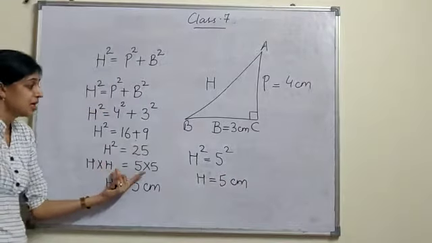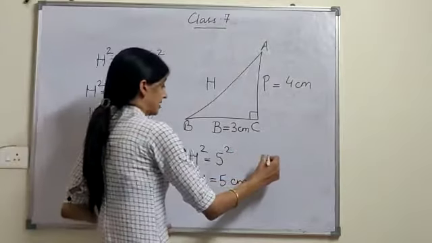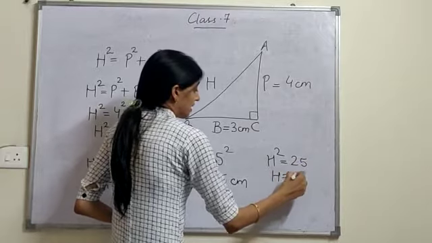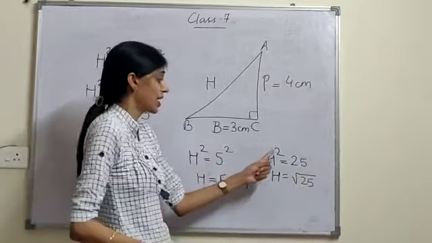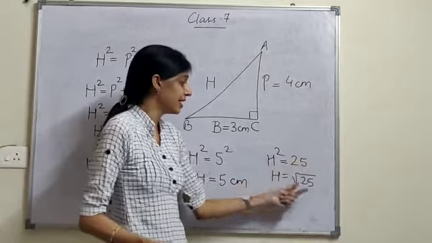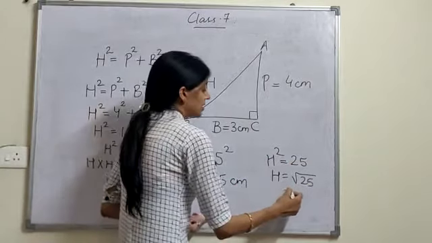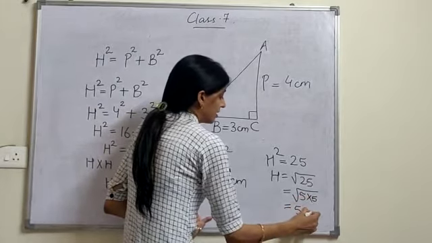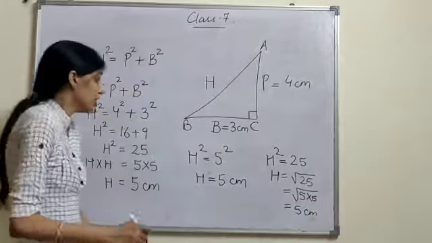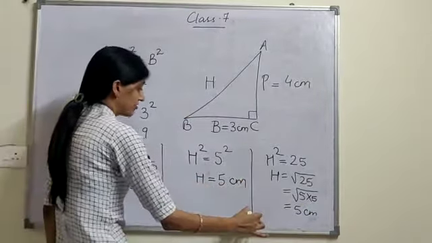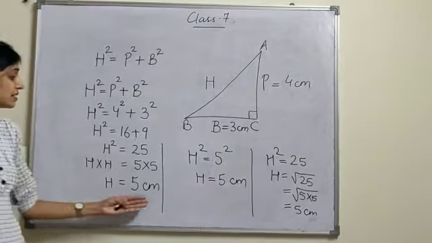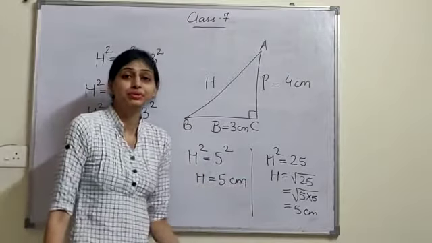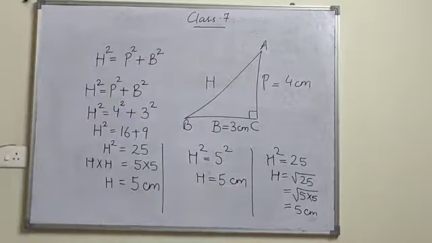You can do like this also. Hypotenuse square is 25. Hypotenuse is under root 25, because when the square from the left hand side goes to the right hand side, it becomes under root. So what is under root of 25? It is 5 centimeter. So these are the three methods in which you can find out the hypotenuse. Answer will be the same in all the three. Whatever method is easy for you, you can do that. Okay. Now let's do one question.